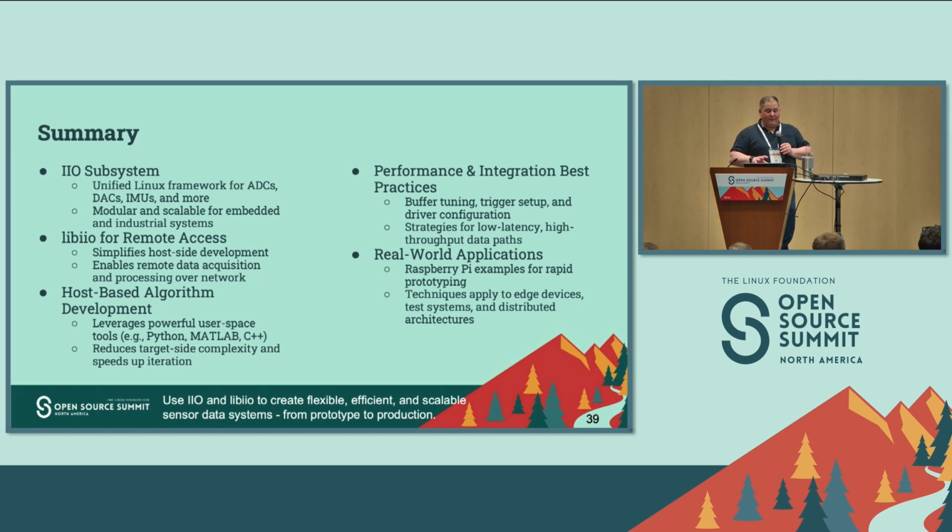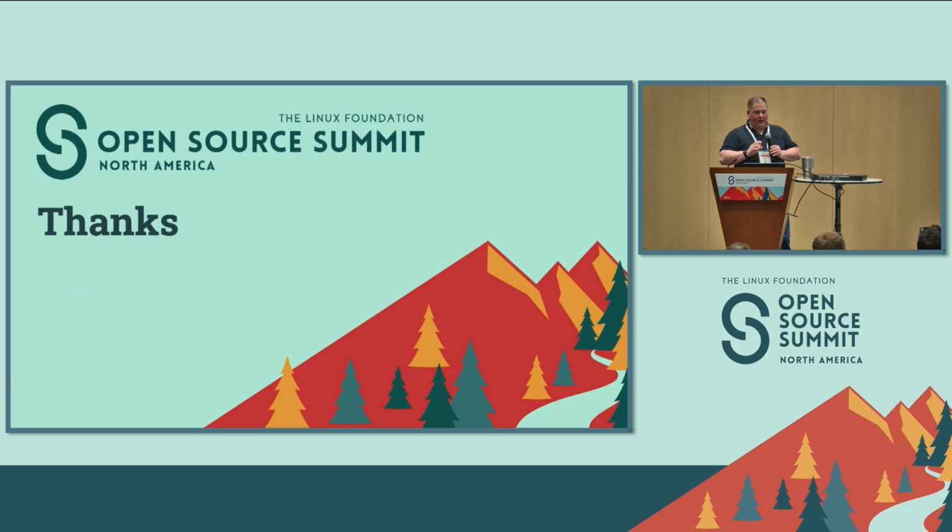So I'll just wrap things up, and then open things up for questions. The IIO subsystem is in the Linux kernel. It's been there for at least 12, 13 years. It does give you that remote access, lets you do that host-based algorithm development. It's really meant to speed up your development process. And that's the main takeaway. When we were developing this, we wanted to ask: what are the major pain points that people have developing their embedded systems? How do we help solve those things? And thanks very much.